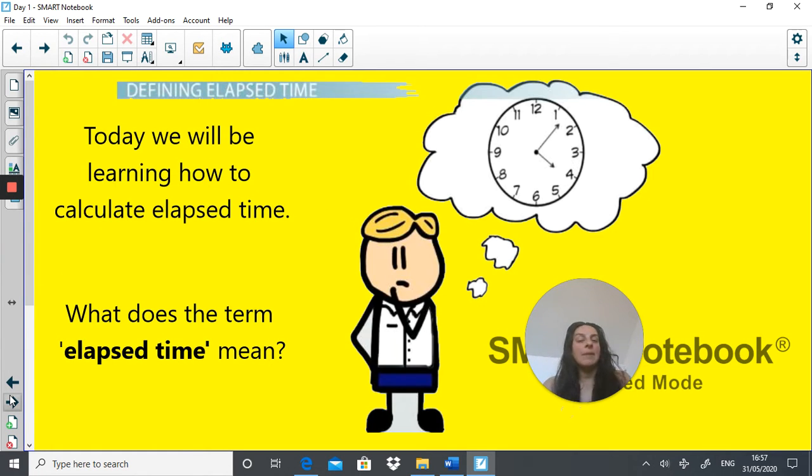So defining elapsed time. So today we will be learning about elapsed time and how to calculate it. So what does the term elapsed time mean? If I was you, I'd pause the video now and try to have a go at writing the definition of what elapsed time is.